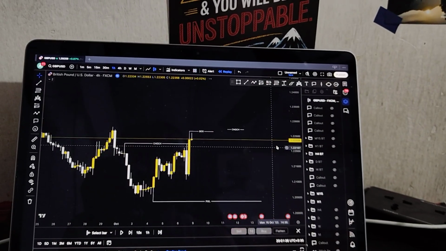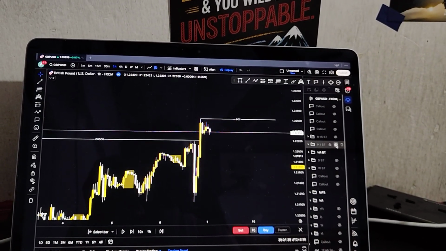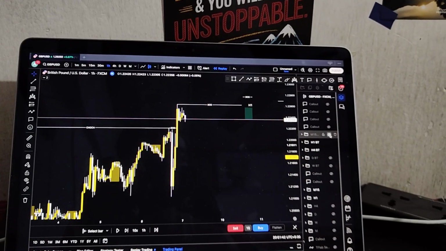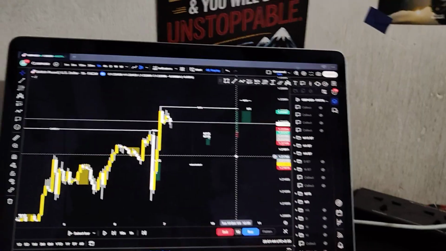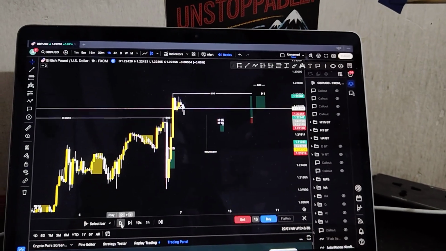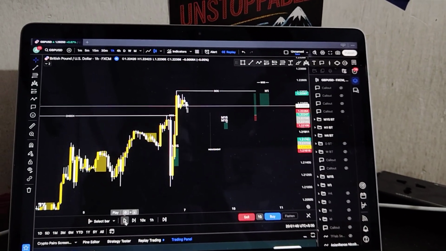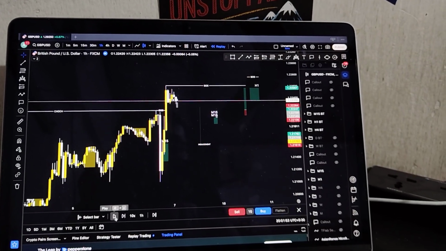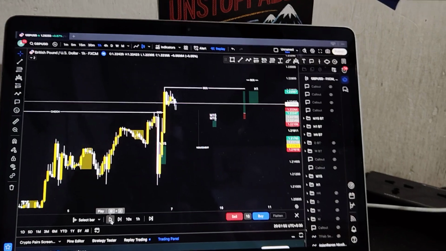So let me go to the 1 hourly and show you what I was looking for, which zones I was looking to trade from. Okay, so now let me show you Monday. My bias was bullish, so I was looking for buys. I will not show you exactly what I did, I have already back tested it, so I know what I did, and I can do it again if I want.